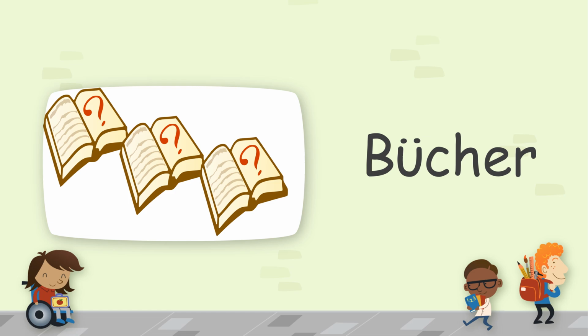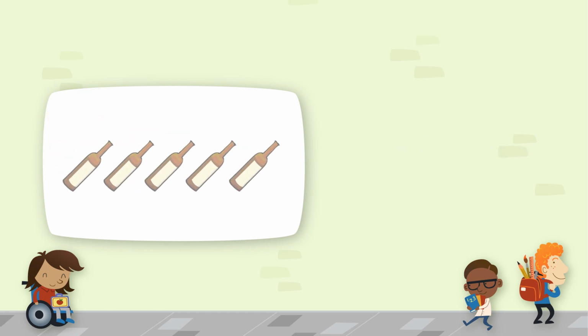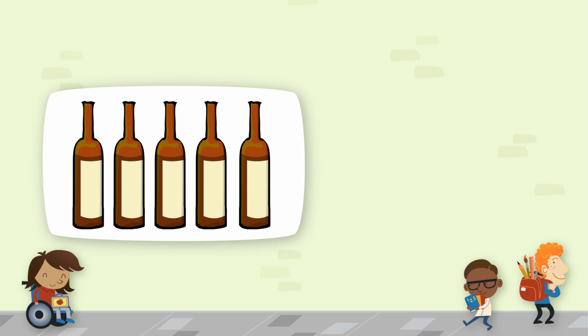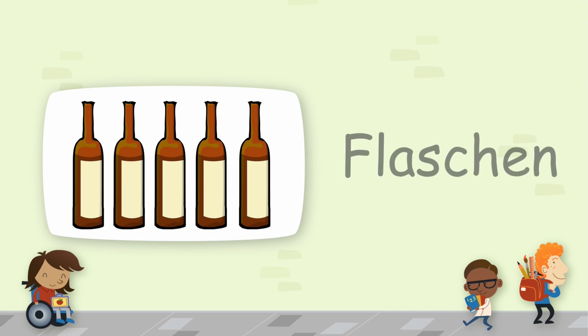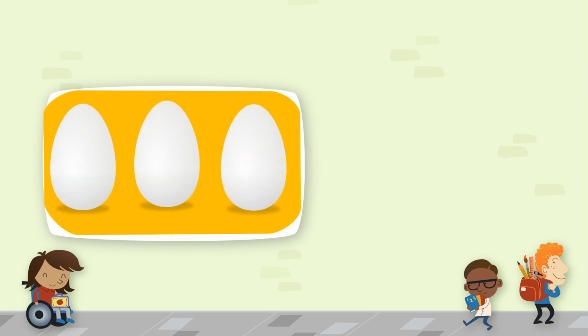Bücher. What do you see now? Flaschen. Eier. Let's revise.